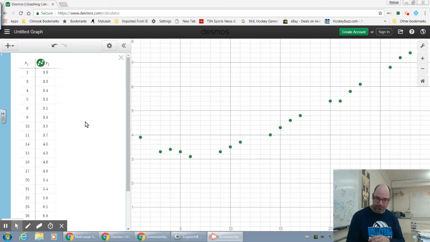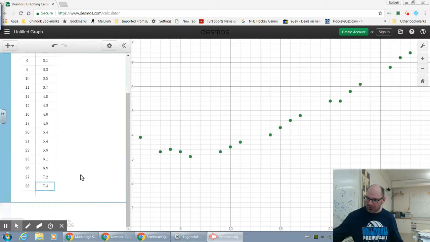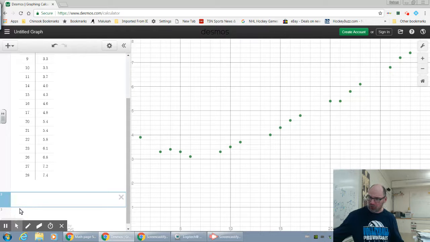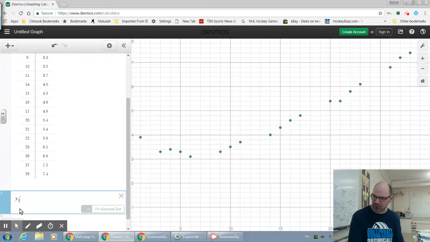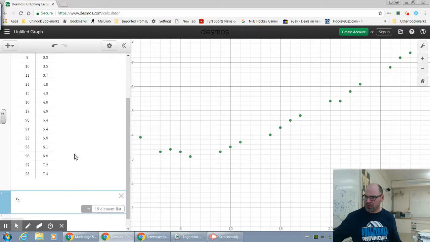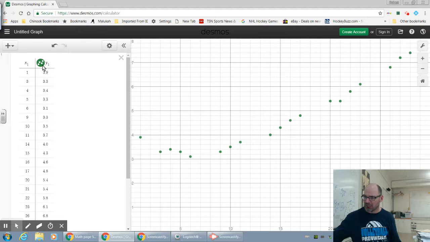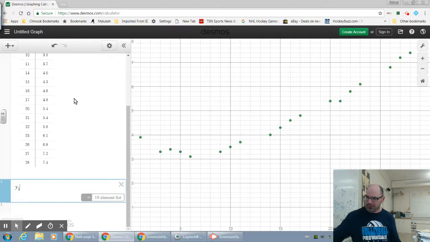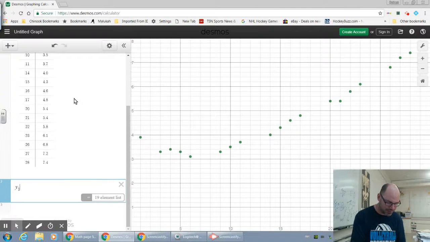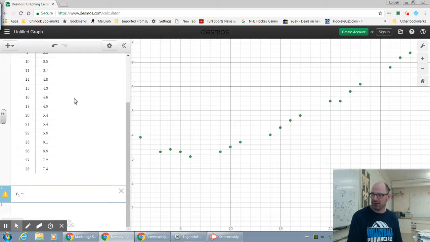What we do then is go down here, click on here, and we're going to do an approximate line, a best fit curve. When we do that, we type y1, with the subscript 1. Why do we use y1? Because we want to talk about this line. And that's going to equal. Now we don't use the equal sign, we have to use the approximate sign, which is above the quote mark on your keyboard, that one there.